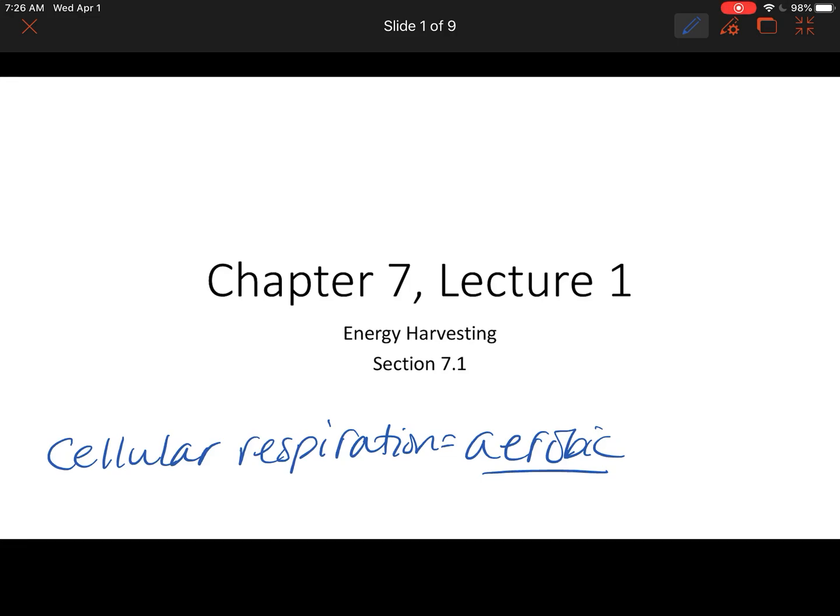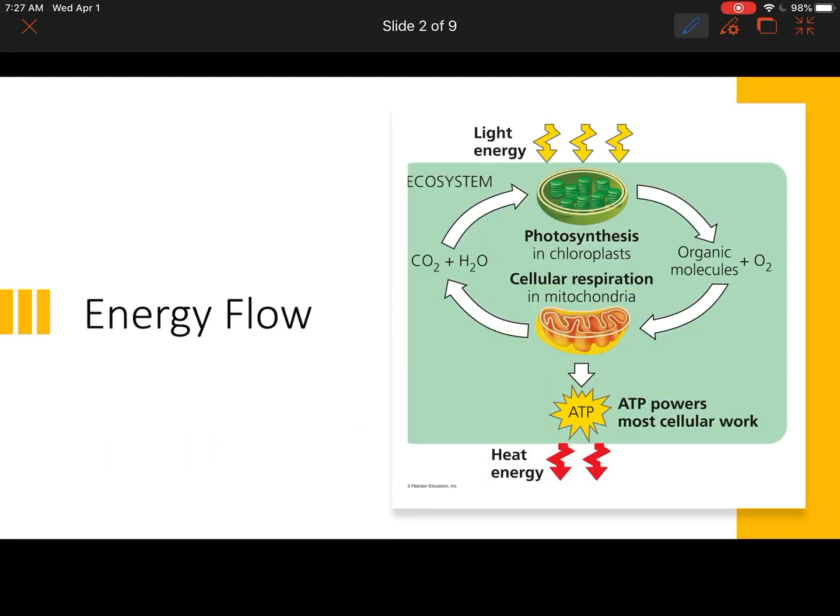So the first section, we're going to be talking about one of the main strategies that cells use to harvest energy out of the food that organisms take in. Okay, so remember, organisms eat for energy. Well, the energy that is in the food that organisms eat is in the chemical bonds. So there have to be ways that cells can break those chemical bonds and pull the energy out of the food that we eat.